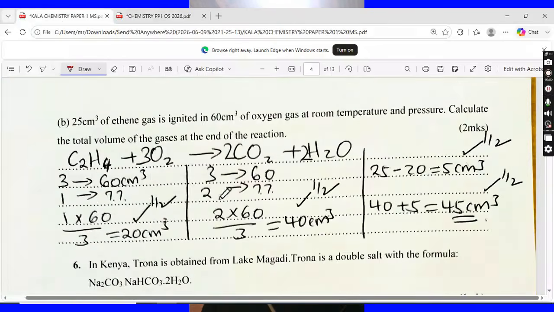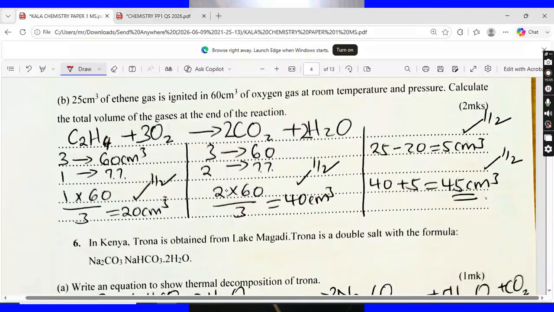Very good. Because of time, I want to make it very fast. Now you can see we have balanced the equation here. Oxygen has 3 moles, this one is 1 mole, this one is 2 moles, and this one is 2 moles. Therefore, if this one was 60, you say 3 is equal to 60. What about 1? It means the volume for ethene was 20 cm³ using Gay-Lussac's law. This is where Gay-Lussac's law is used. Now we can get the volume for carbon dioxide produced. If 3 is 60, what about 2? It gives you 40 cm³.